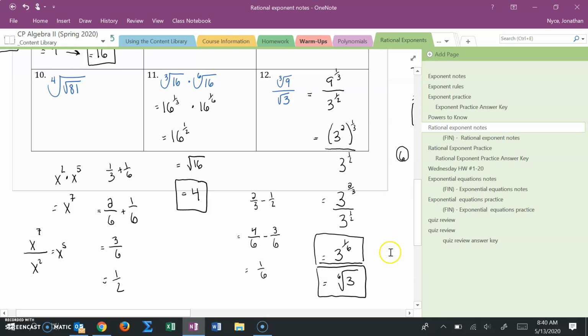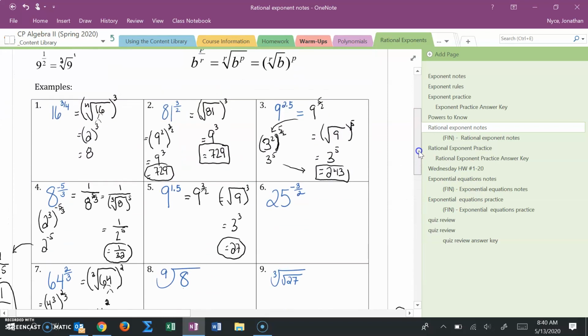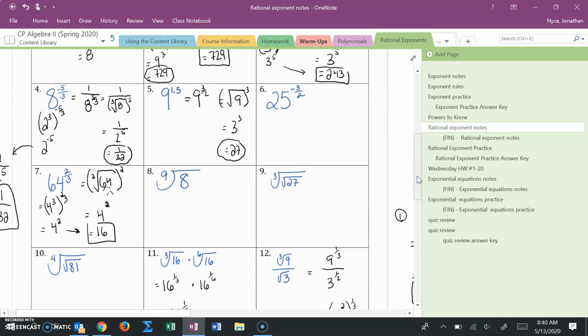So again, that's it with fractional exponents. This will take some time to practice. Just remember, fractional exponents are radicals. So whichever you feel more comfortable with, working with radicals or using your properties of exponents, either one of those is fine.